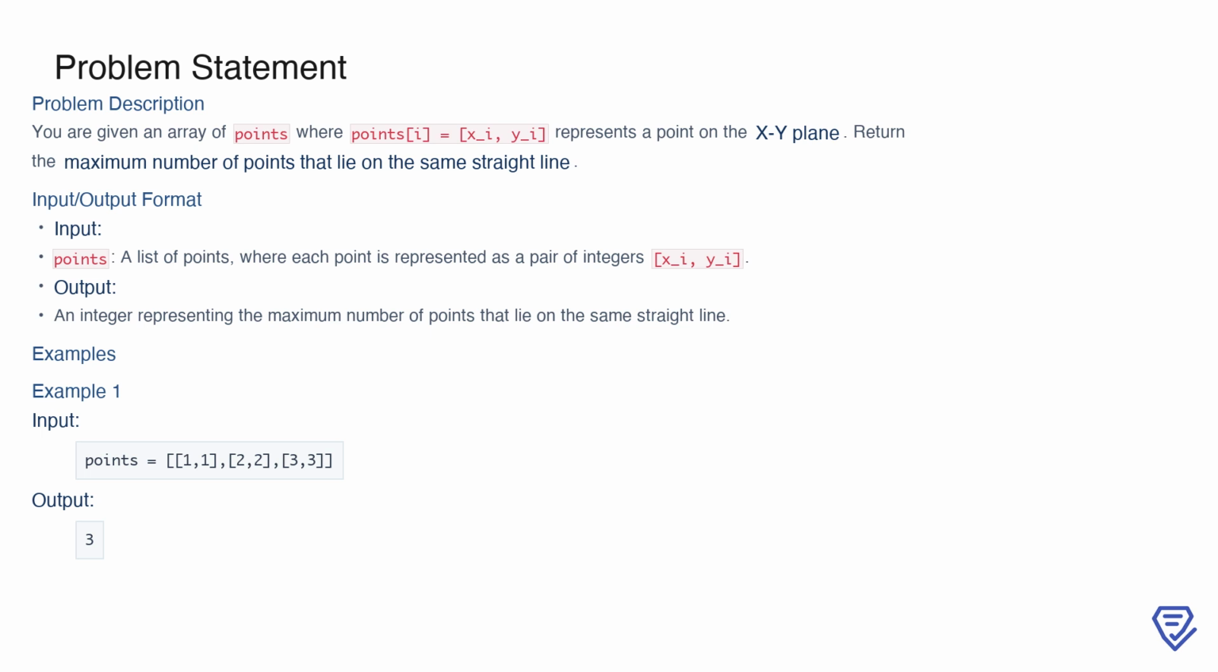In this problem, we are tasked with finding the maximum number of points that lie on the same straight line in a 2D space. The input is an array of points, where each point is represented as a pair of integers, x_i, y_i. The goal is to determine how many of these points can align perfectly on a single straight line and return that number. For example, if the input is [1,1], [2,2], [3,3], the output is 3 because all 3 points lie on the same straight line. This problem makes use of geometric principles like slopes and collinearity to evaluate the alignment of points on a plane.